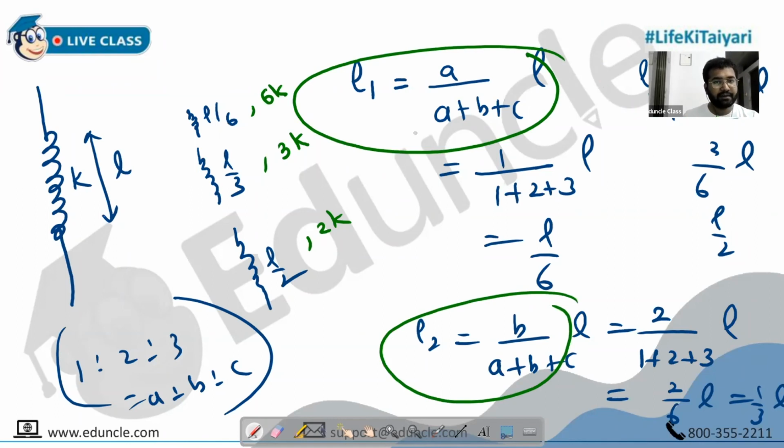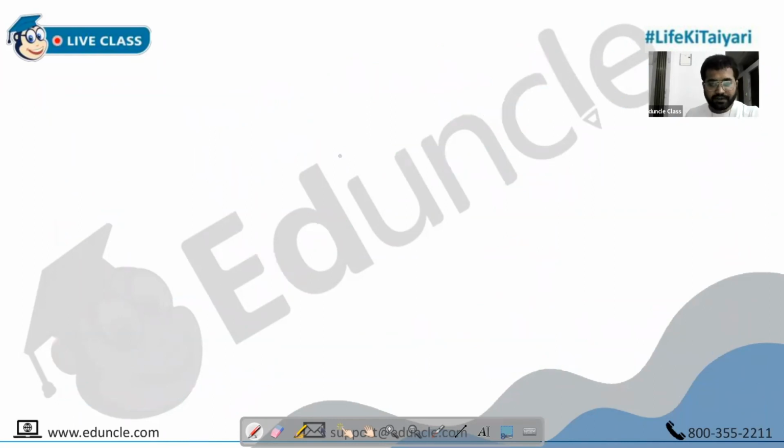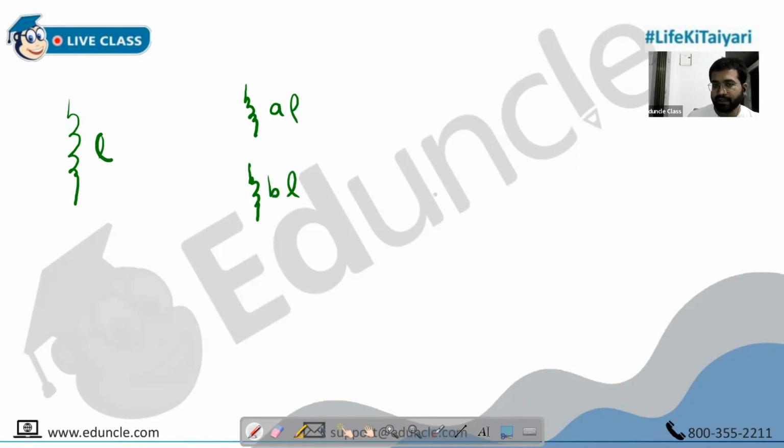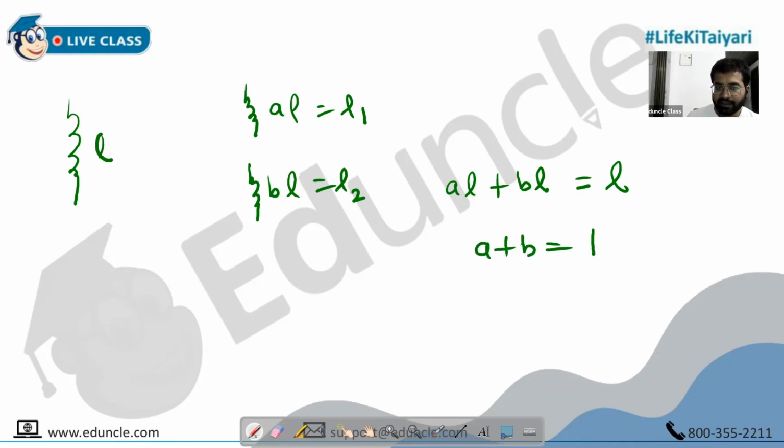Can you please go through it again? Sure. Let's take a simple case first. Suppose I give you one value of L and you divide it into 2 halves. One is A times L, the other is B times L. What is the meaning of that? AL plus BL is the total length L. So L1 is A times L and L2 is B times L. A and B are the coefficients, or I can say that A plus B is basically 1.